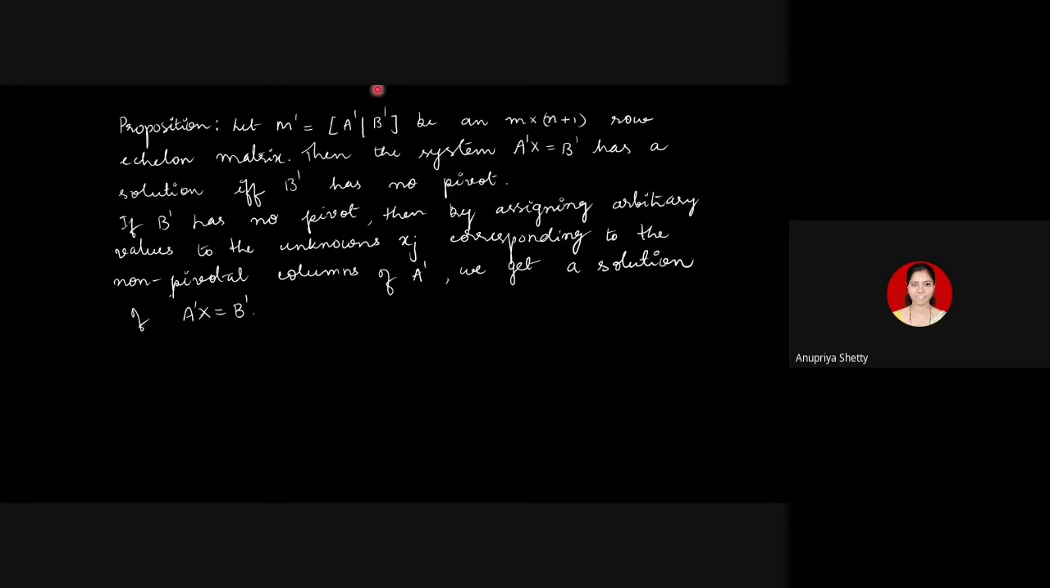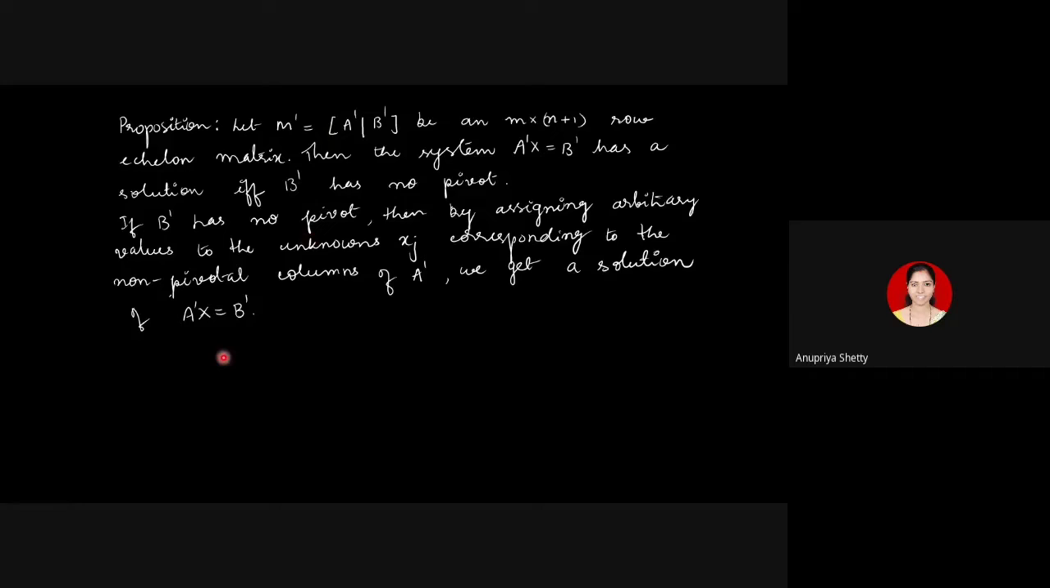What do you mean by a column having a pivot? If there is some ith row of this matrix M' which has all zeros in A', and its first non-zero entry is present inside the second block, that should not happen. When that happens, there is no solution. And if there is a solution, that will never happen. That's what the result says.